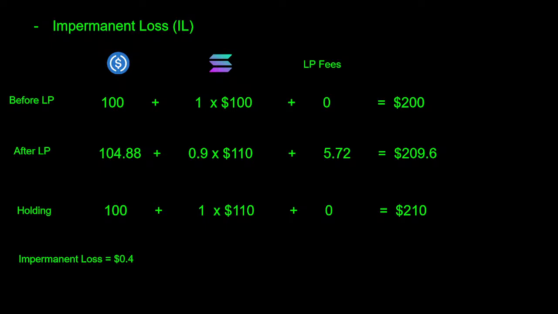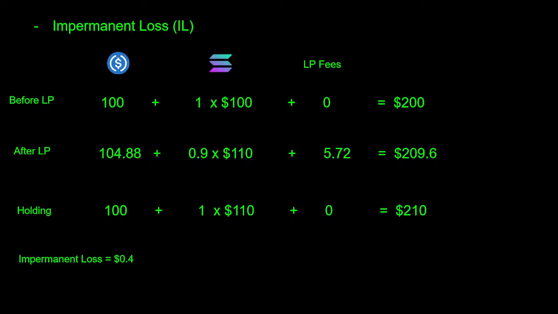So basically, I'll continue from where I think I got disconnected. I was talking about impermanent loss, and impermanent loss is basically the loss that you get if you're providing liquidity rather than what you would have made if you had just held your tokens.